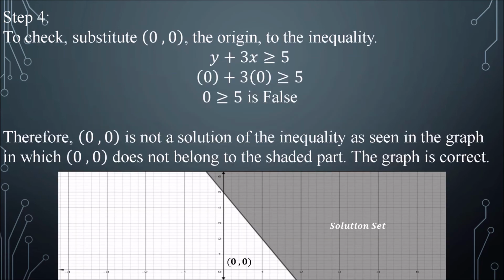Now again, to check, substitute 0, 0, the origin, into the inequality. So y plus 3x is greater than or equal to 5. So 0 plus 3 times 0 is greater than or equal to 5. 0 is greater than or equal to 5 is false because 0 is less than 5. Therefore, 0, 0 is not a solution of the inequality, as seen in the graph, in which 0, 0 does not belong to the shaded part. As you can see, 0, 0, the origin, is here, and this one is the shaded part. Therefore, the graph is correct.